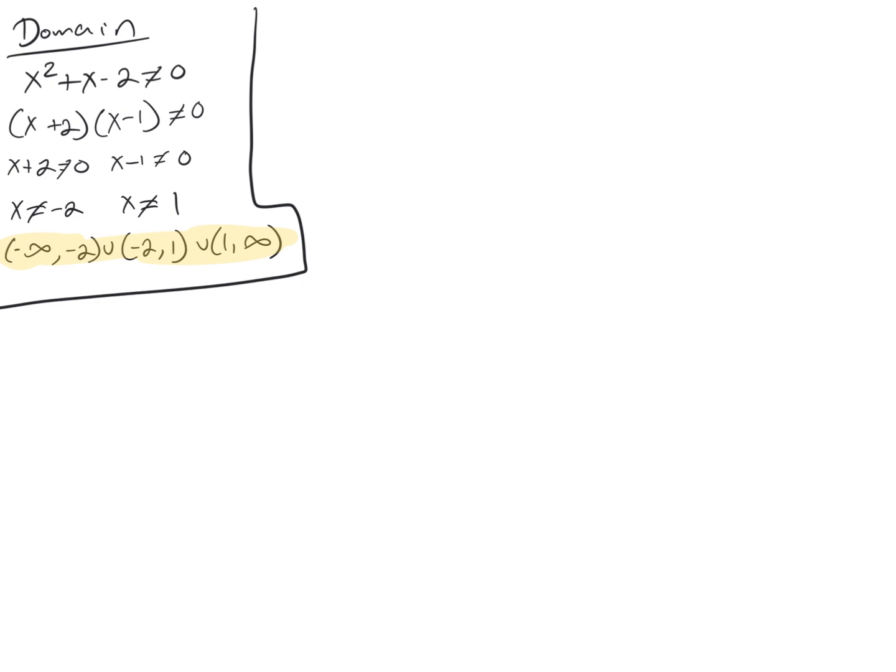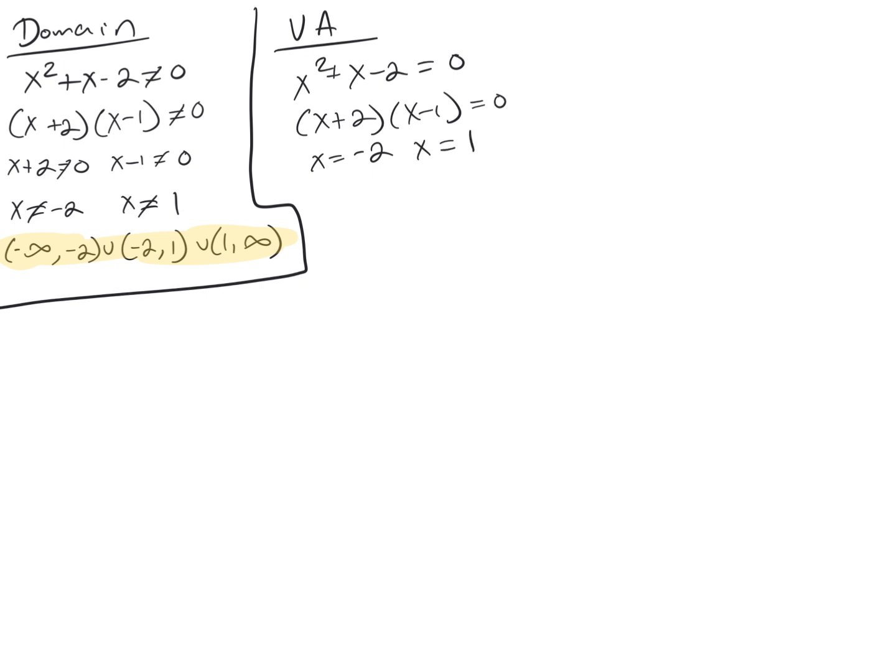Now for the next one, vertical asymptote. We are doing the exact same thing, but instead of cannot equal, we write equals. So it's going to factor x plus 2, x minus 1 equals 0. You equal each parentheses to 0, and you get that x equals negative 2, and that x equals positive 1, that being your final answer.